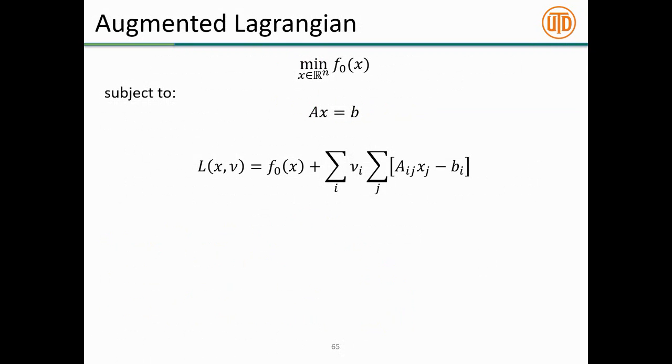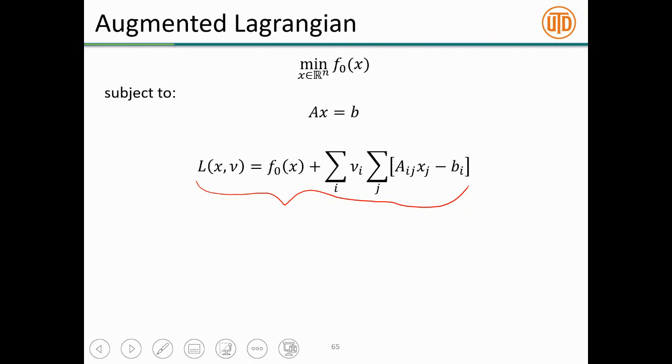So the idea is like this. Recall if we had a constrained optimization problem of the form: minimize some objective function f_0 of x subject to the constraint that Ax equals b. We would formulate this with the Lagrangian, where we add one Lagrange multiplier for every one of the equality constraints.